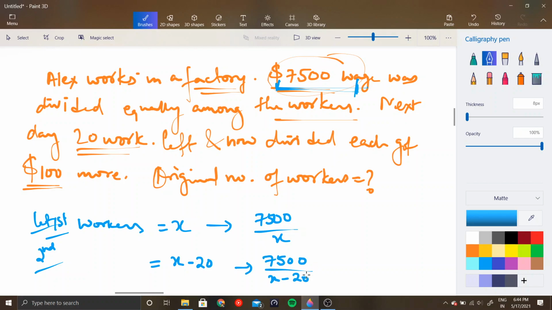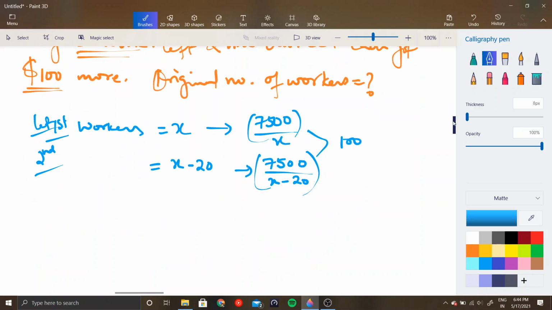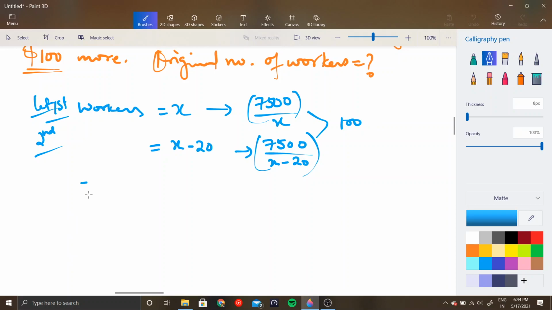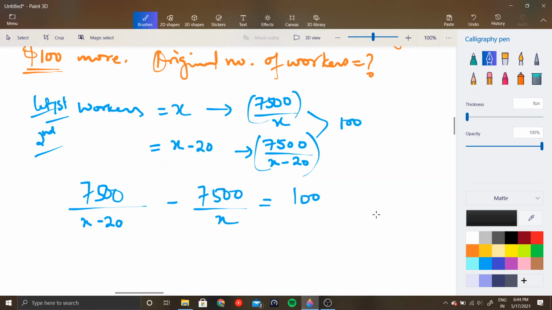So x workers received 7,500 on the first day, and the next day 7,500 is received by x minus 20 people. It is given that the difference is 100, so this minus this is equal to 100. That is, 7,500 by x minus 20, the wage on the second day, minus the wage on the first day, is equal to $100, right? The second day they received $100 more, correct? Now this is your equation. You have understood the language of the question.